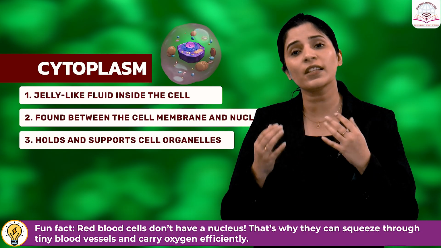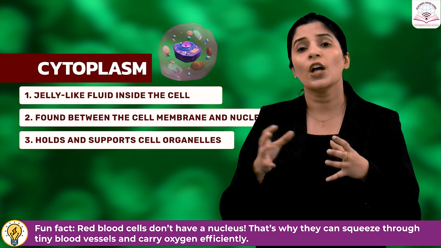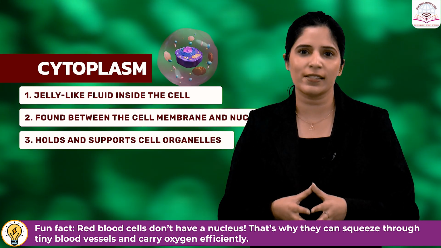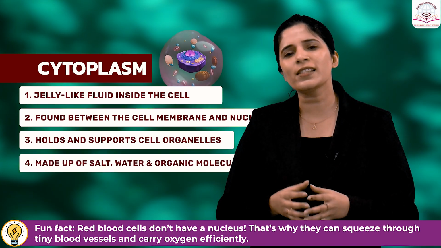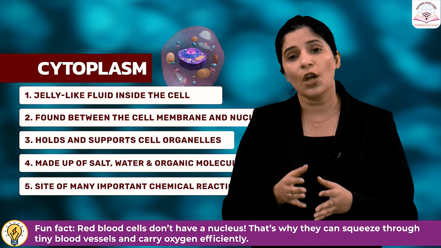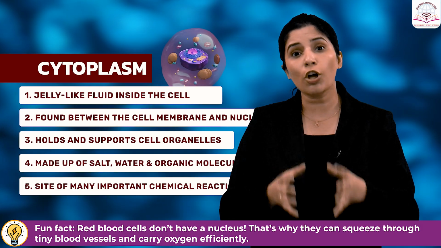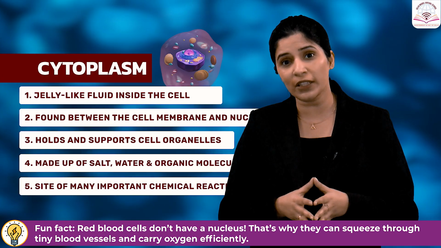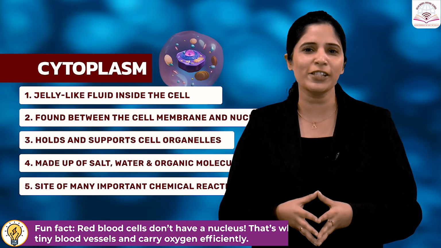It contains various cell organelles like mitochondria, Golgi bodies, ribosomes, which perform various functions inside the cell. It is mainly made up of water, salts, and various organic molecules. Cytoplasm is the place where the chemical reactions which are necessary for life take place. It also helps in transport of materials inside the cells and provides a medium for the cell organelles to function.